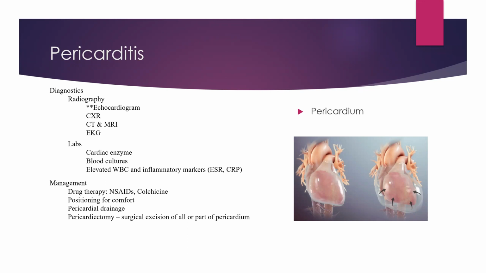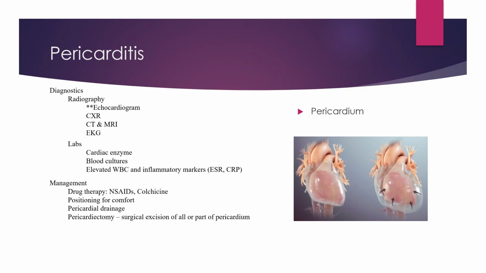We're giving them NSAIDs for pain. Of course, we're looking for GI bleeding because they're on NSAIDs, and we're not going to give these to patients that don't qualify. Like if they have renal disease, we know that we can't give NSAIDs. Colchicine is another drug. They may use it by itself. They may use it with NSAIDs. It all depends. Remember this medication from when you learned about gout.